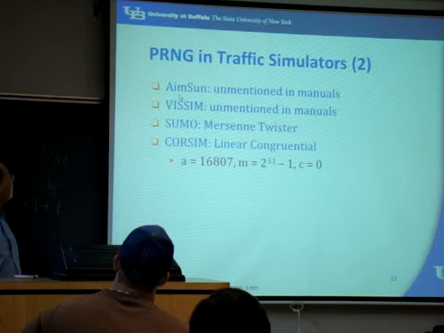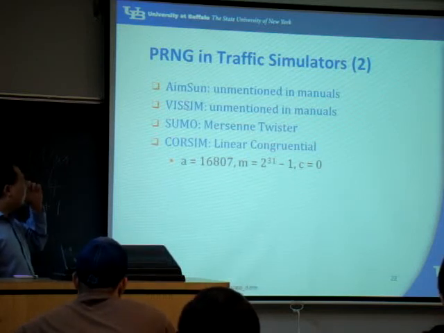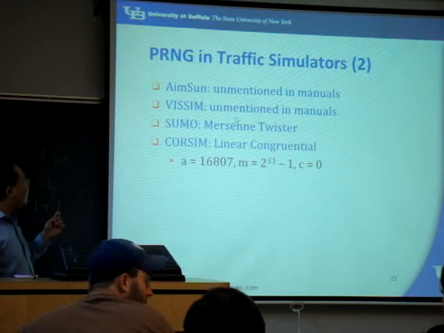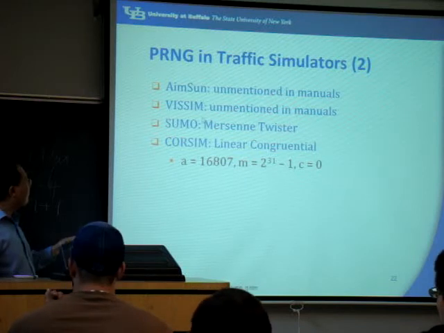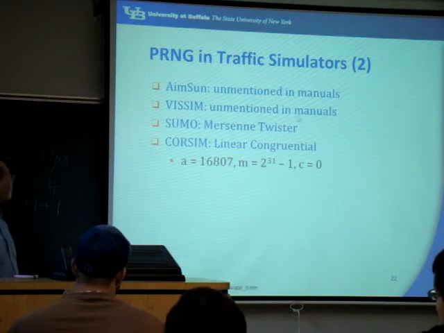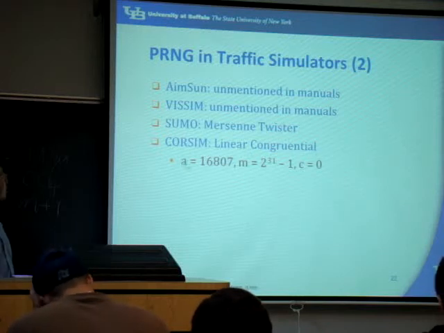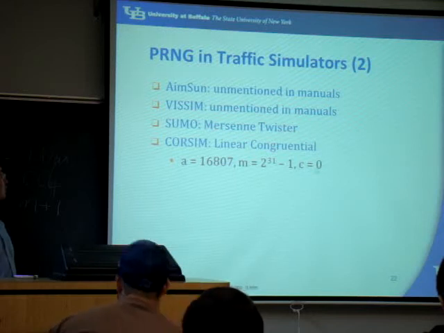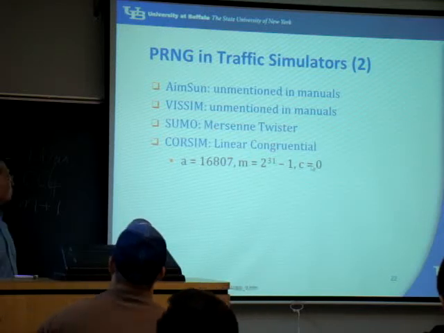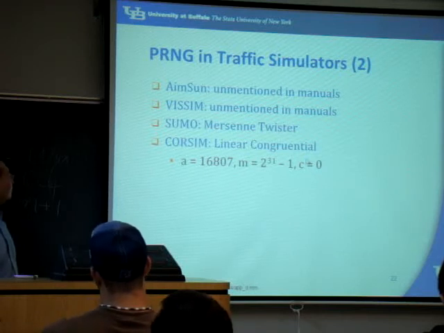Then what about other things? In MSUM, it's unmentioned. I searched the menu, it's unmentioned. In recent, it's unmentioned. If they are unmentioned, we can assume they are linear congruential. In Sumo, it's Mersenne twister. In Cosine, it's linear congruential. And the parameters here are listed here. Their linear congruential is very special because they have a zero number of seeds.